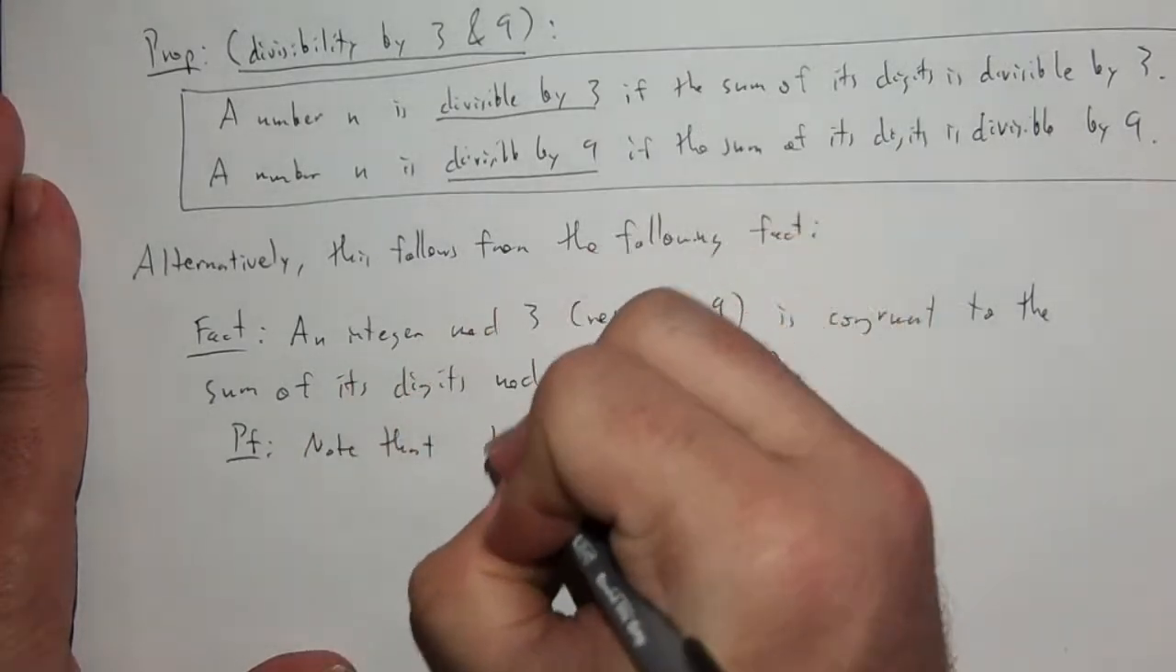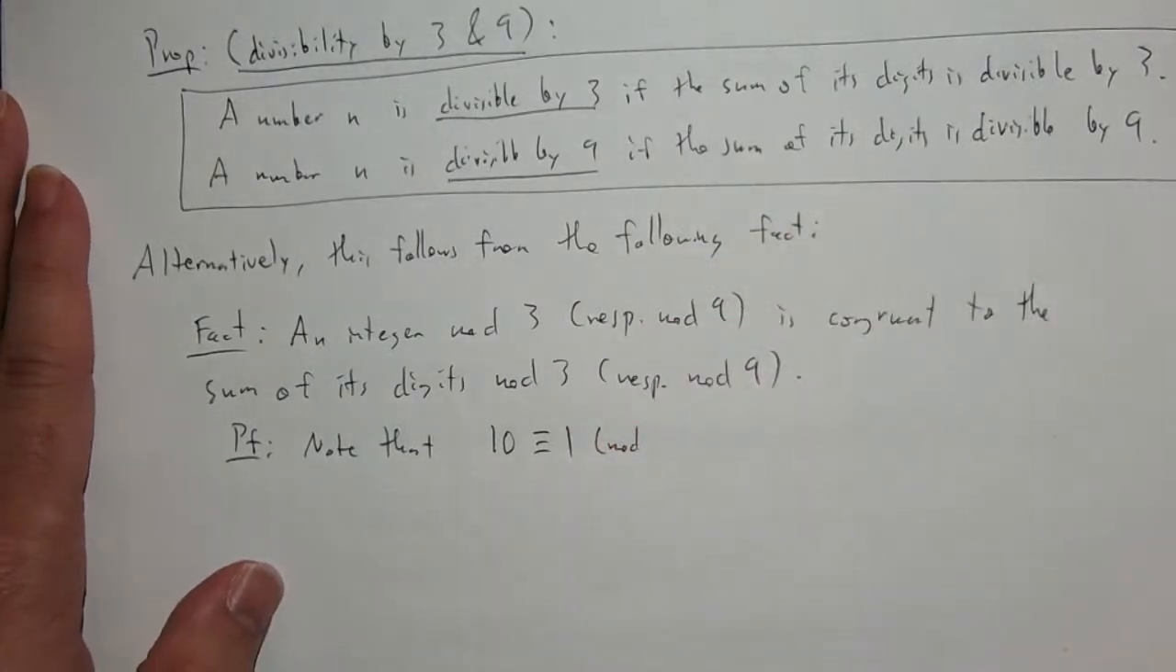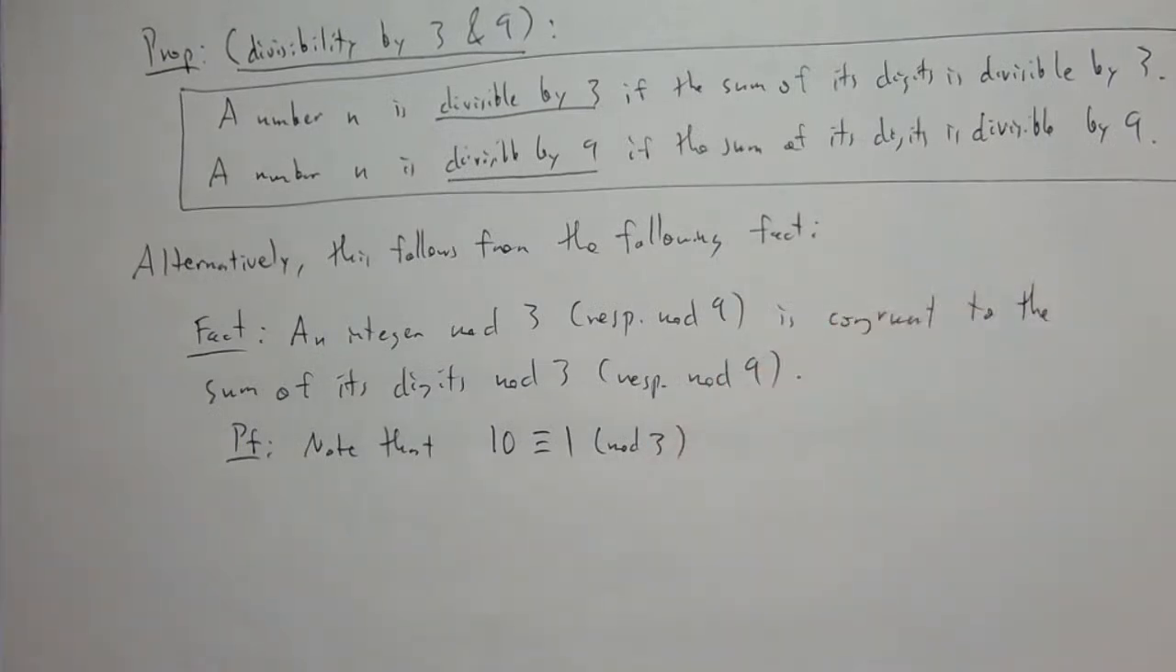So note that 10 is congruent to 1 mod 3. Of course, you might say, well, it's also congruent to 1 mod 9. Yeah, that's true. So again, you're thinking to yourself, okay, this definitely depends on the number base. The fact that we use 10 here, and the fact that 9 is 1 less than 10, has something to do with the integer mod 9 being the sum of its digits.